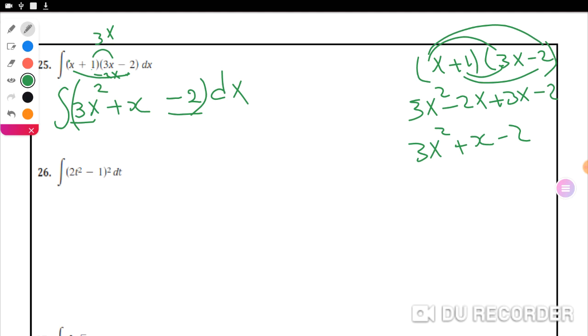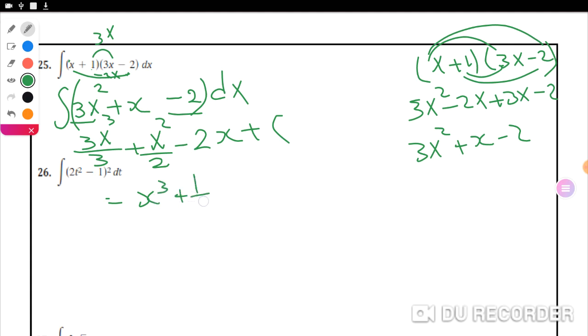x. How to integrate? It's so easy. I will not check, okay? It will be 3 multiplied by x to the power 3 over 3. Add 1, then divide. Plus x to the power 2 over 2, minus 2, I know constant, multiply by the variable, plus c. Okay, if you would like to simplify, it will be x to the power 3 plus half x to the power 2 minus 2x plus c.